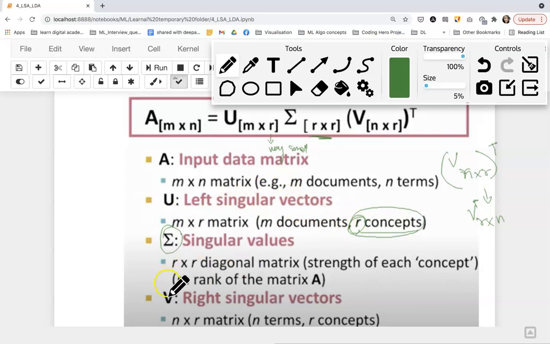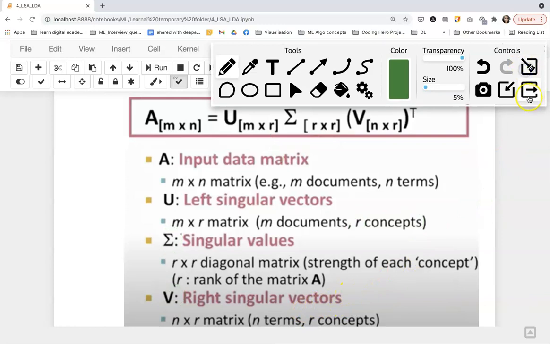Fine. Now this V is known as the right singular vectors, which has the dimension n cross r matrix. So n is the number of unique words, and r is the number of concepts. Okay, that I already explained.